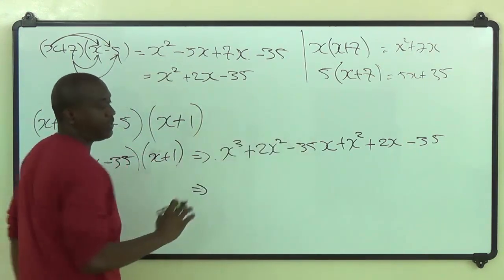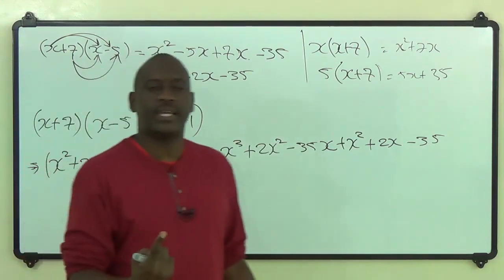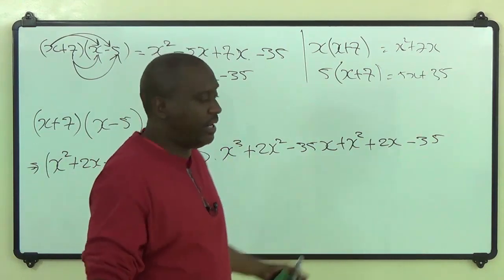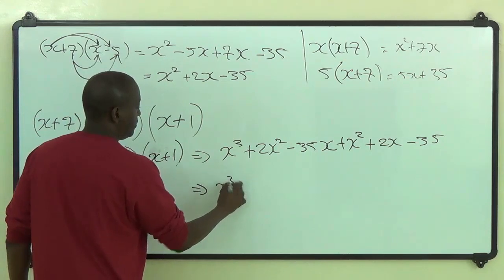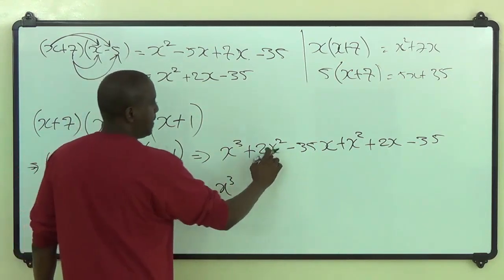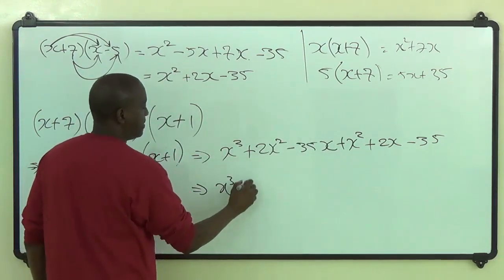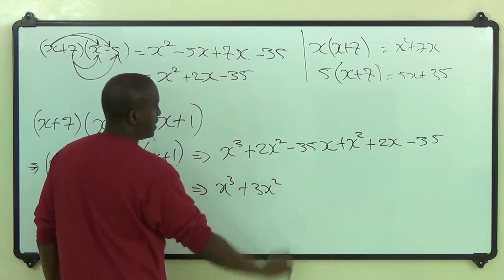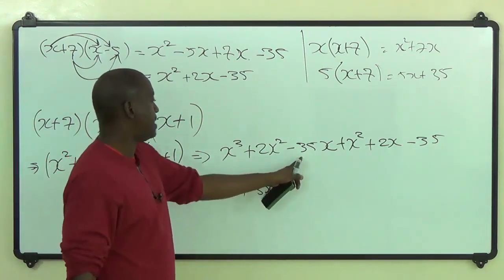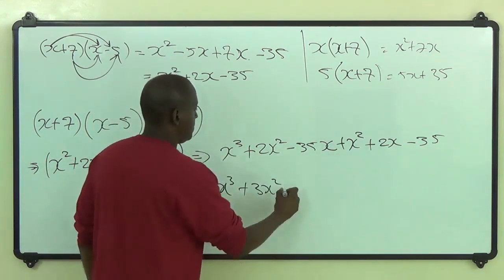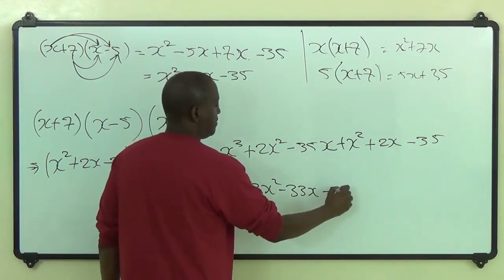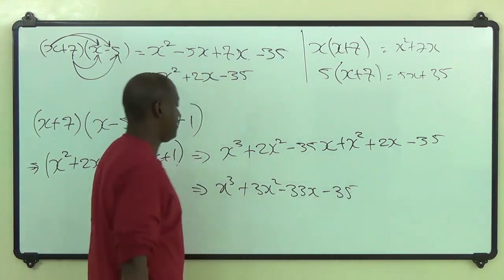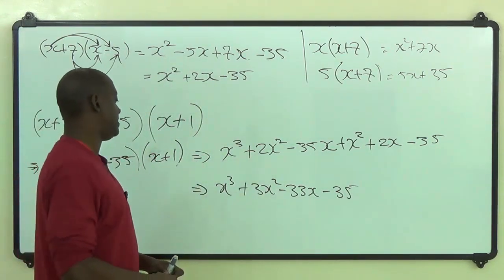So here now is where we bring all the like terms together. What do you mean by like terms? All right, x cubed. We only have one term in x cubed. So this is x cubed. 2x squared, and then you have x squared here. 2x squared plus x squared is 3x squared. Minus 35x plus 2x is minus 33x, and minus 35 is minus 35. All right? And that's it there.